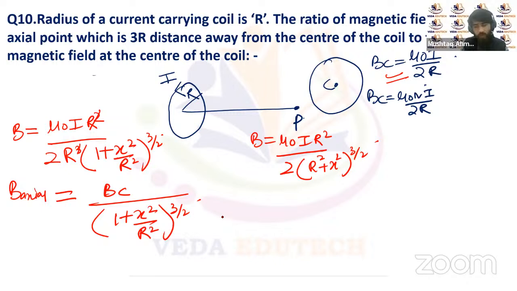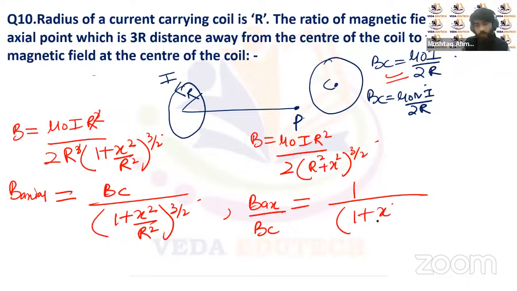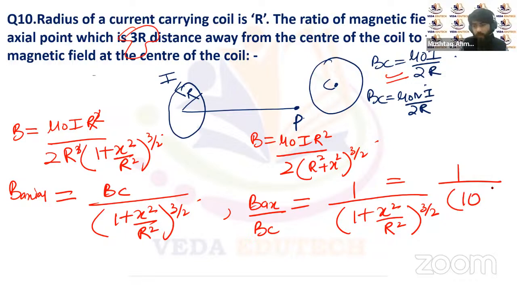So from here we can find the ratio between B axial and B center. So B axial upon B center will be equal to 1 upon 1 plus x square upon r square, to the power 3 by 2, right? Now the value of x here is given as 3r, it's 3r distance away, right? We can substitute the value of x here. So it will be 3r squared, that will be 9r square, and r square will get cancelled. We'll be left with 10 to the power 3 by 2. So this will be the ratio between the magnetic field at the axial point and the center, right?